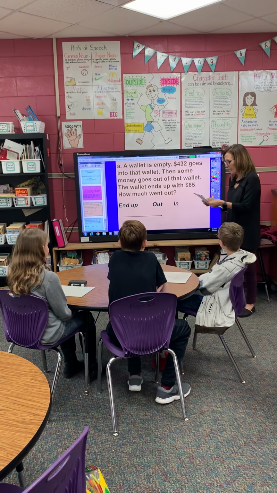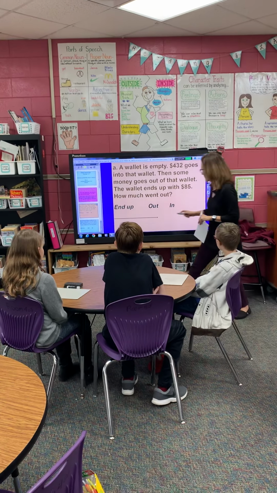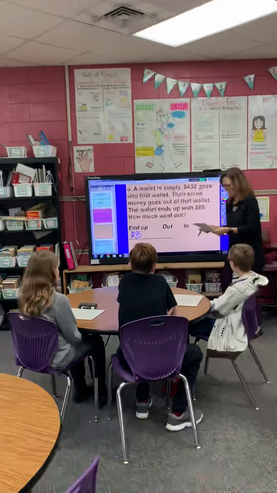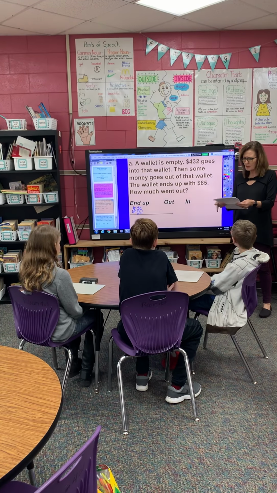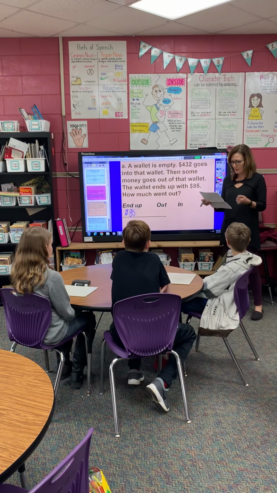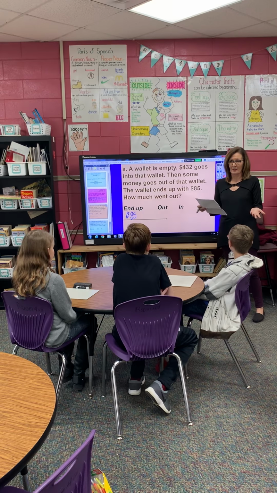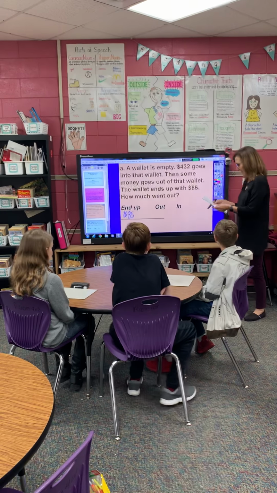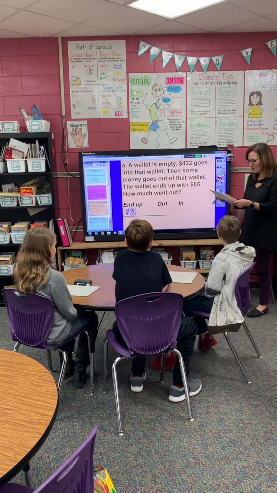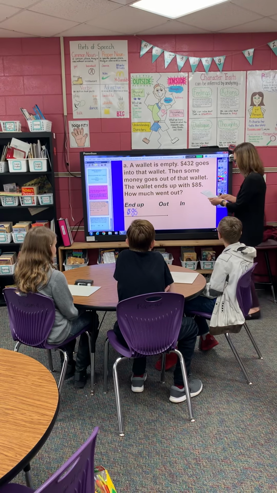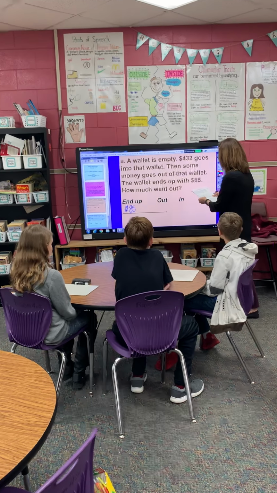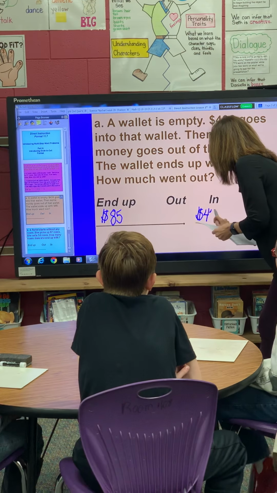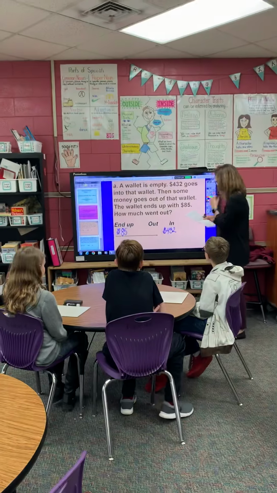85. So I will write 85 under end up in the number family. $85. Do we know how much money went out of the wallet? No. Do we know how much money went into the wallet? Yes. How much money went into the wallet? 432, good. So we can write that for the big number. $432 went into the wallet.